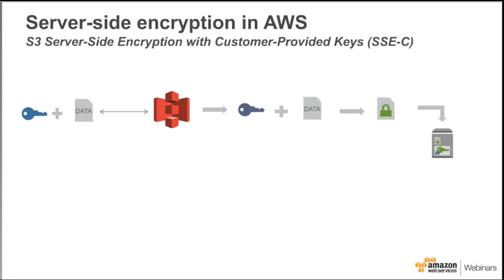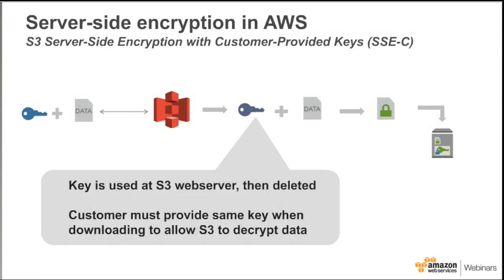That data will then get stored in the back end for S3. The important thing to remember is the key that you gave us in this model is immediately deleted after we use it. We don't store that key, which means if you ever want to make a GET call to S3, you must provide the exact same key so that we can decrypt the data that we pull from storage and present you with plain text.